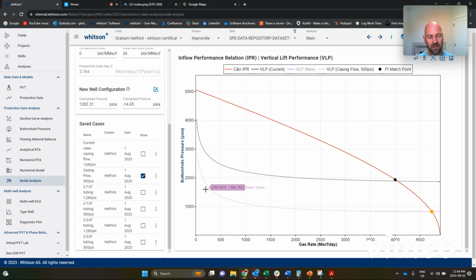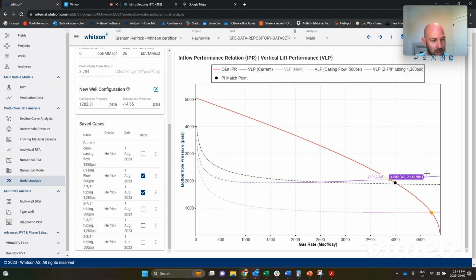Now, what if we were to install 2 7/8 inch tubing? Well, this is what our outflow curve would look like here, and we delay liquid loading all the way down here. And this is keeping a high wellhead pressure, about 1,300 pounds. So we're not going to liquid load until about 1,600 pounds. And of course, this is because reducing the tubing or the flow path diameter by installing tubing means we need a smaller rate to achieve the velocity required to unload the well.